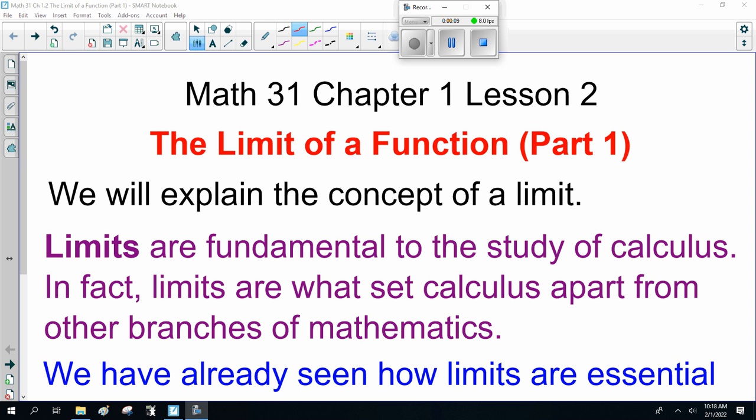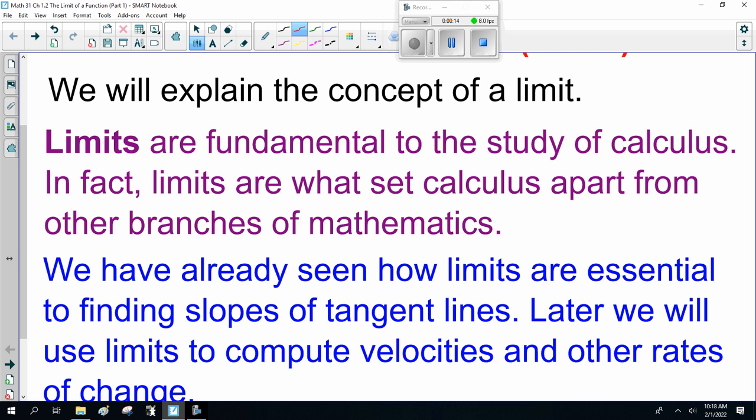Now, here we'll explain the concept of a limit. Limits are fundamental to the study of calculus. In fact, limits are what set calculus apart from other branches of mathematics. We've already seen how limits are essential to finding slopes of a tangent line. Later, we will use limits to compute velocities and other rates of change.